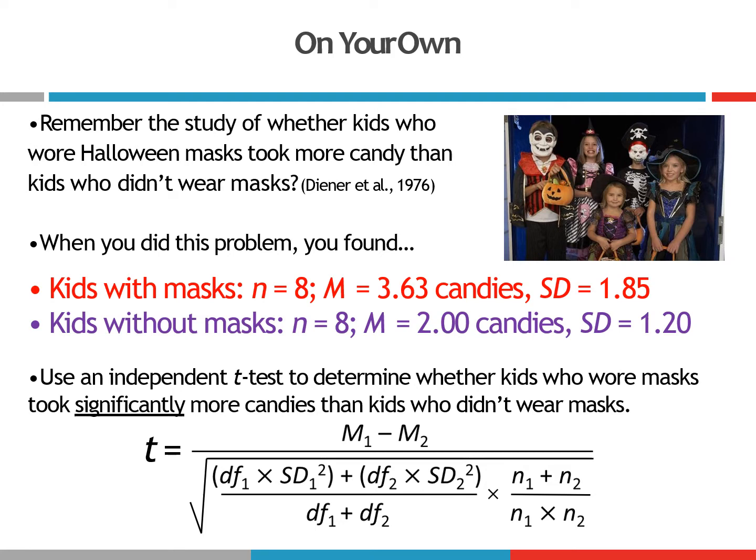When you did, you noted the sample size, which was 8 children per group. And you calculated the sample means. Again, notice the italics there for the M notation. They were 3.63 for kids with masks and 2 for kids without masks. The standard deviations were 1.85 and 1.20, right? So it appears at first blush that the Diener et al. hypothesis seems to be correct, right?